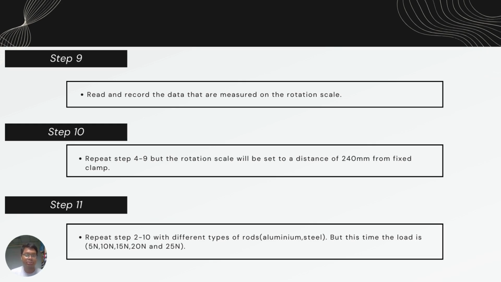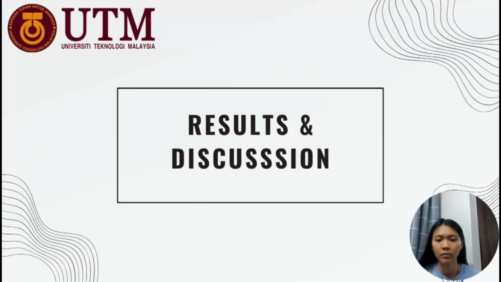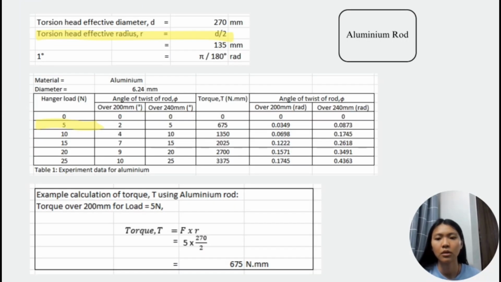Next will be the result and discussion. First, the torsion head effective diameter is recorded and divided by 2 to get the radius. Table 1 shows the result of aluminium.